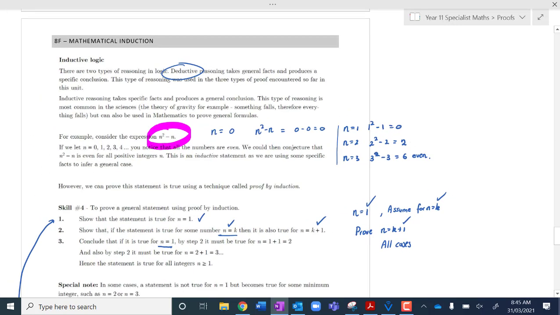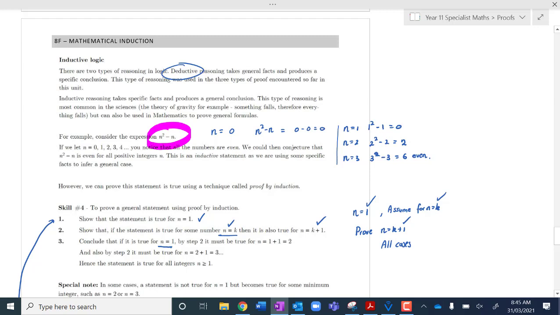There's two ways of reasoning in logic. We've got deductive reasoning, which takes general facts and produces a specific conclusion. Inductive reasoning takes specific facts and produces a general conclusion. This type of reasoning is most common in sciences, the theory of gravity, for example, and of course, we can also use it in mathematics. So we're looking at inductive logic, proof by induction. Hence, the word induction comes from inductive.